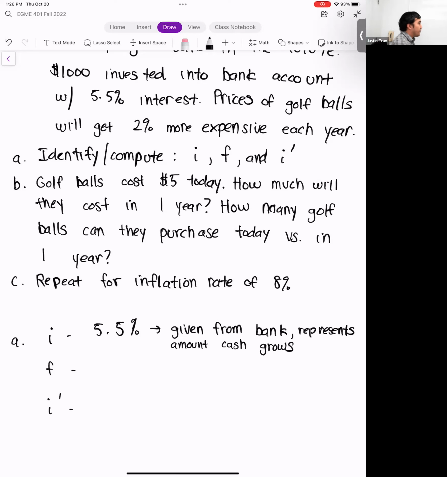And that 5.5%, because it is the market rate, is going to tell us how much the cash is going to grow. So that $1,000 that she's going to put in, 1 year later, she's going to have 5.5% more cash than she did.